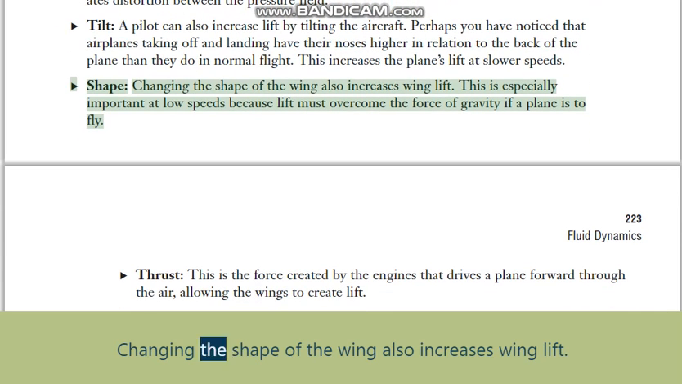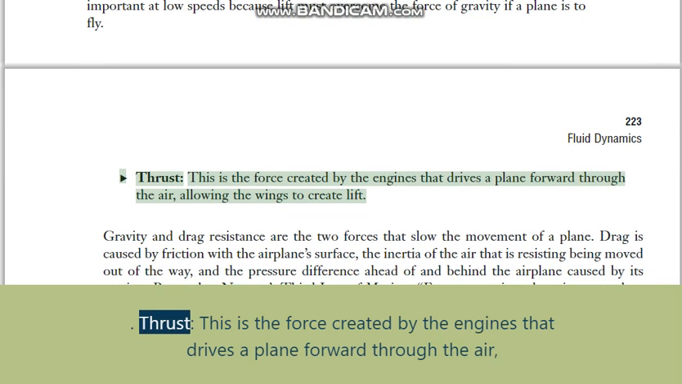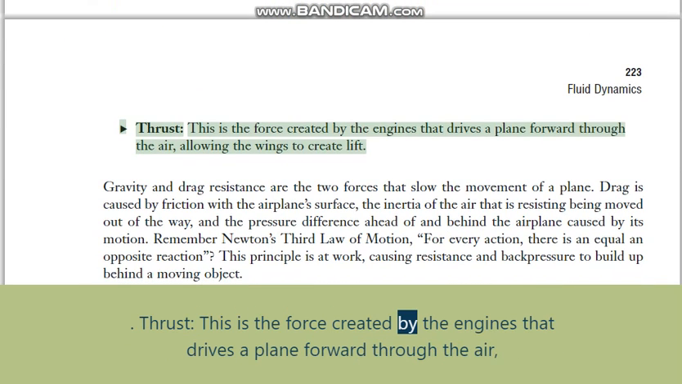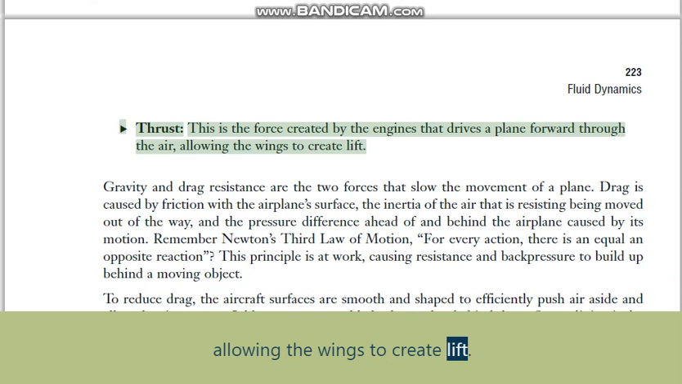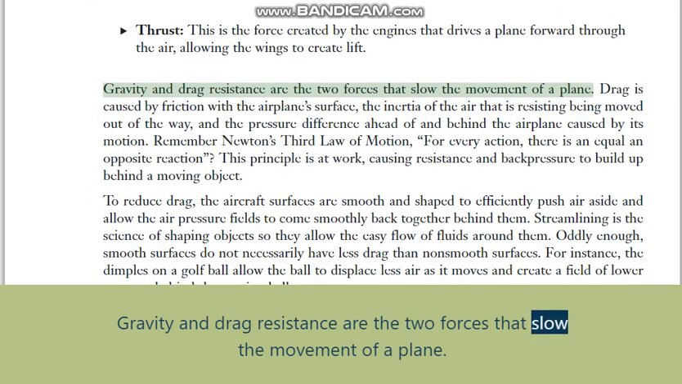Shape. Changing the shape of the wing also increases wing lift. This is especially important at low speeds because lift must overcome the force of gravity if a plane is to fly. Thrust. This is the force created by the engines that drives a plane forward through the air, allowing the wings to create lift. Gravity and drag resistance are the two forces that slow the movement of a plane.